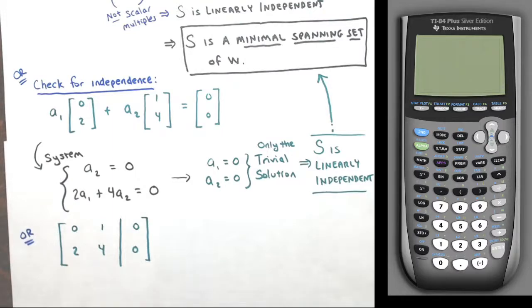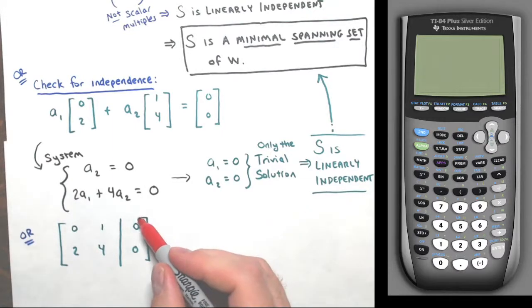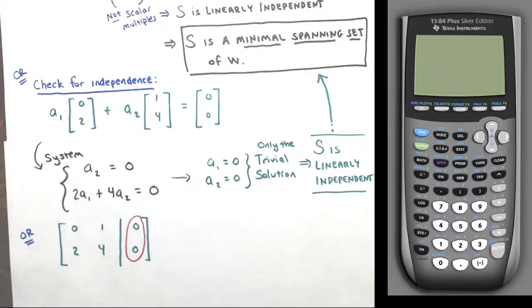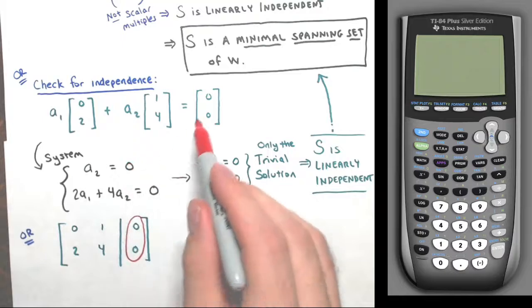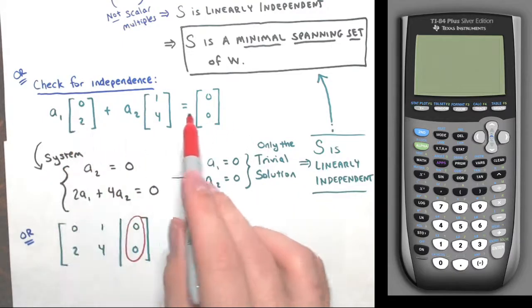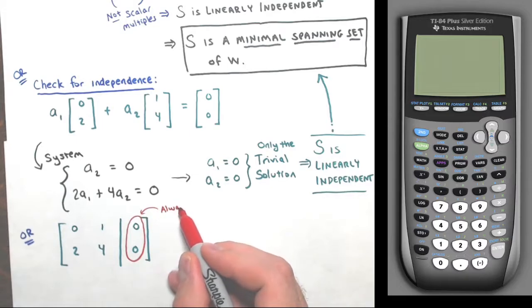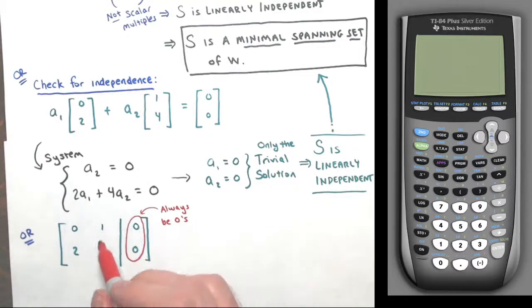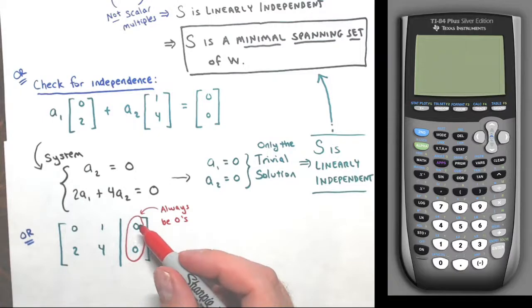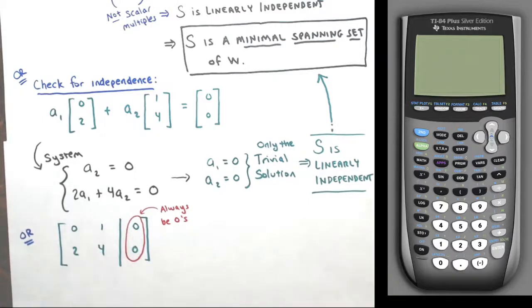Another thing I'm going to point out, which I'll do in a future example: this row here, when we're checking for independence, the system is always going to have zeros on this side. I have a linear combination of the vectors in S equal to the 0 vector. So this will always be zeros, no matter what operations I perform, right? Add rows to other rows and multiply rows by stuff. This will always be a column of zeros. So in the future, I'm just not going to write this. We're just going to look at the coefficient matrix only.